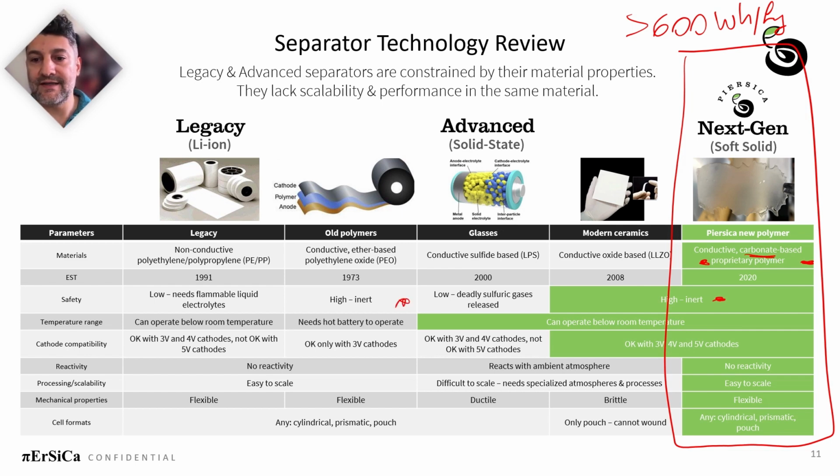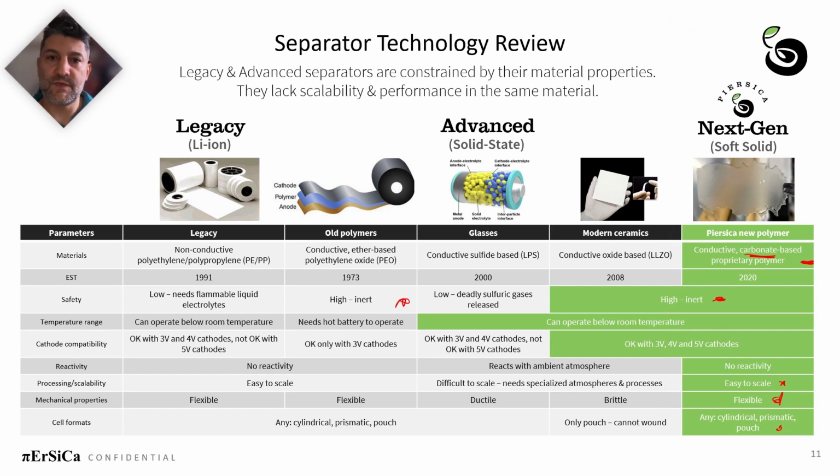Because it's a carbonate and not an ether, it's natively stable with high voltage cathodes. 3, 4, 5 volt cathodes work with this type of polymer because it's a polymerized carbonate. This is new, okay? And it has very high native stability. So the two major issues that PEO had, low conductivity and instability with high voltage cathodes, we have solved. So it's easy to scale because it's not reactive. It's highly flexible, as we have discussed. You can wind it, and you can make jelly rolls with it, things that you cannot make with ceramics. So any cell format is within reach. So this was the overview.